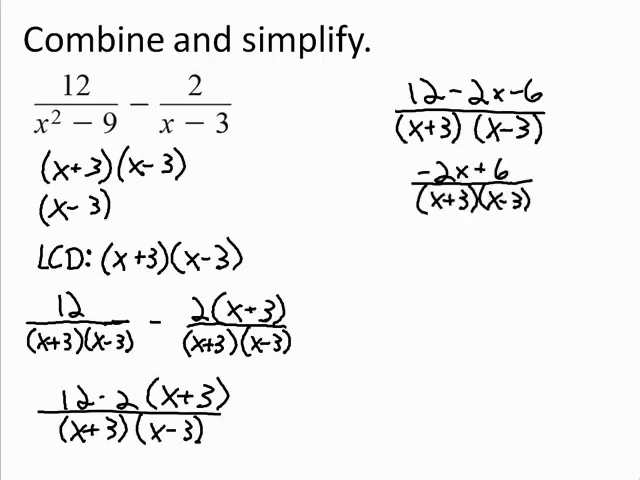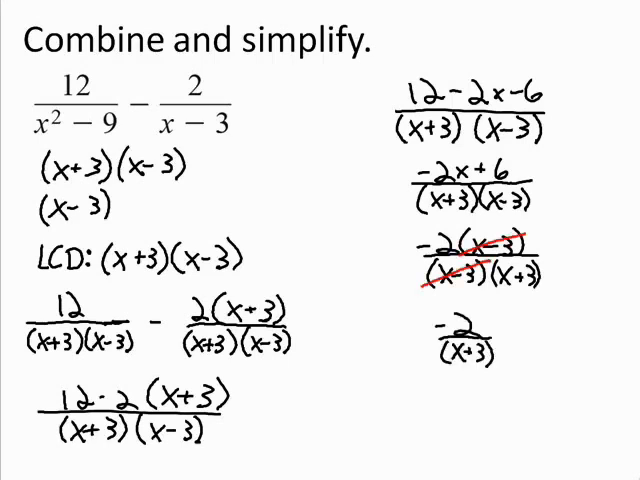Factor a negative 2 out of the numerator. Negative 2 times the quantity x minus 3 divided by the quantity x minus 3 times the quantity x plus 3. There is an x minus 3 in both the numerator and denominator, so they cancel out. You are left with negative 2 divided by x plus 3.